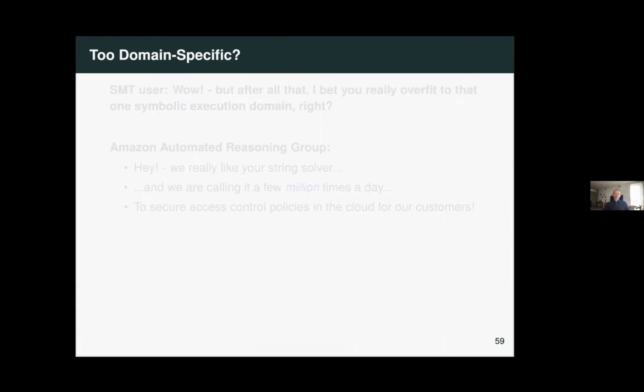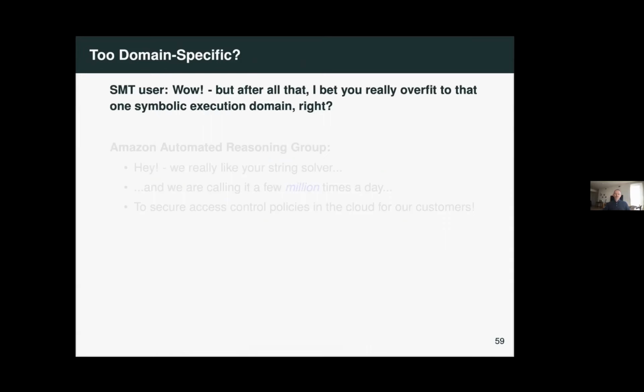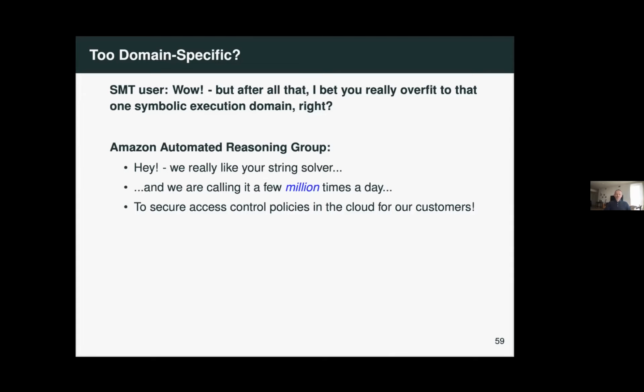Now, one thing you might be thinking, and this is a fair question, is: you've done all of this extra work, aren't you in danger of really overfitting to this one symbolic execution domain? You might worry about that. Of course, we do worry about things like that. What's cool is that, out of the blue, a completely different application popped up where they were able to use this string solver.